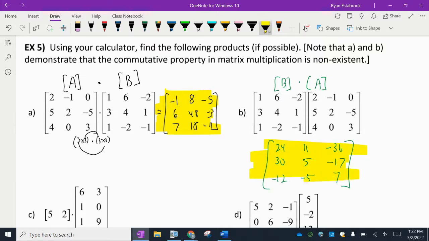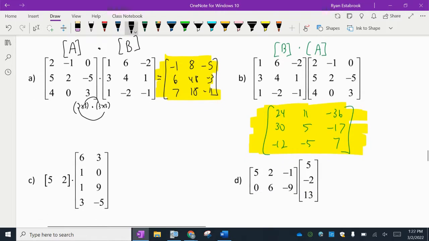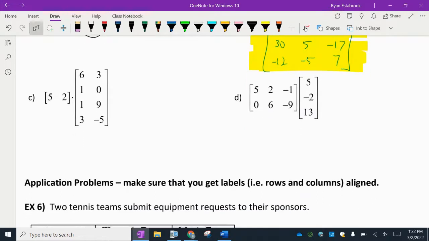So there's our answer to letter B. So doing matrix multiplication, calculator is a big helper for us. Let's look at letter C before we even go to the calculator, because I don't want to put all this stuff into my calculator if it's not even possible.